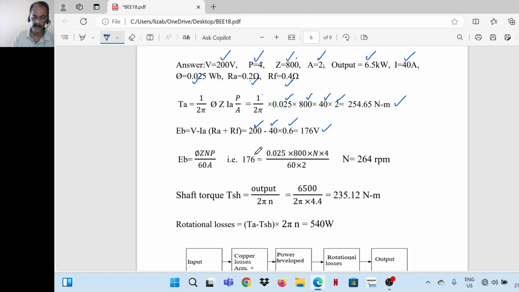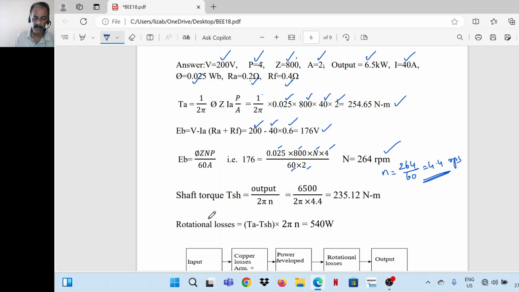So 176 is equal to, that is EB is equal to PhiZNP divided by 60A, from which N is equal to 264 RPM. Now speed we got in RPM. So in RPS I'll write it as 264 divided by 60. That is 4.4 RPS.